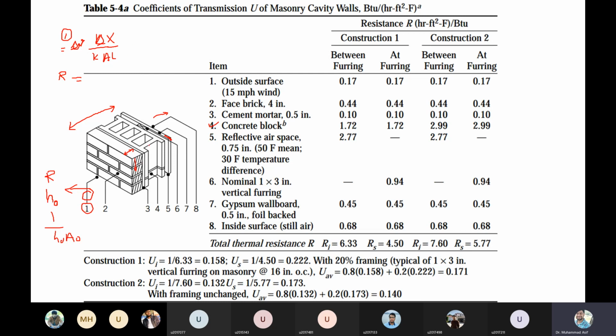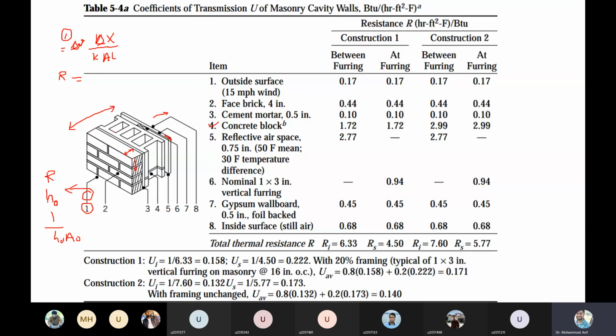Similarly, let's say inside is the concrete block. Again, for the concrete block, we have the values of the thermal resistances, a range of thermal resistance provided depending upon the thickness of the block, right? What is the thickness of the block? Or the other way is the computation of the resistance of that block.